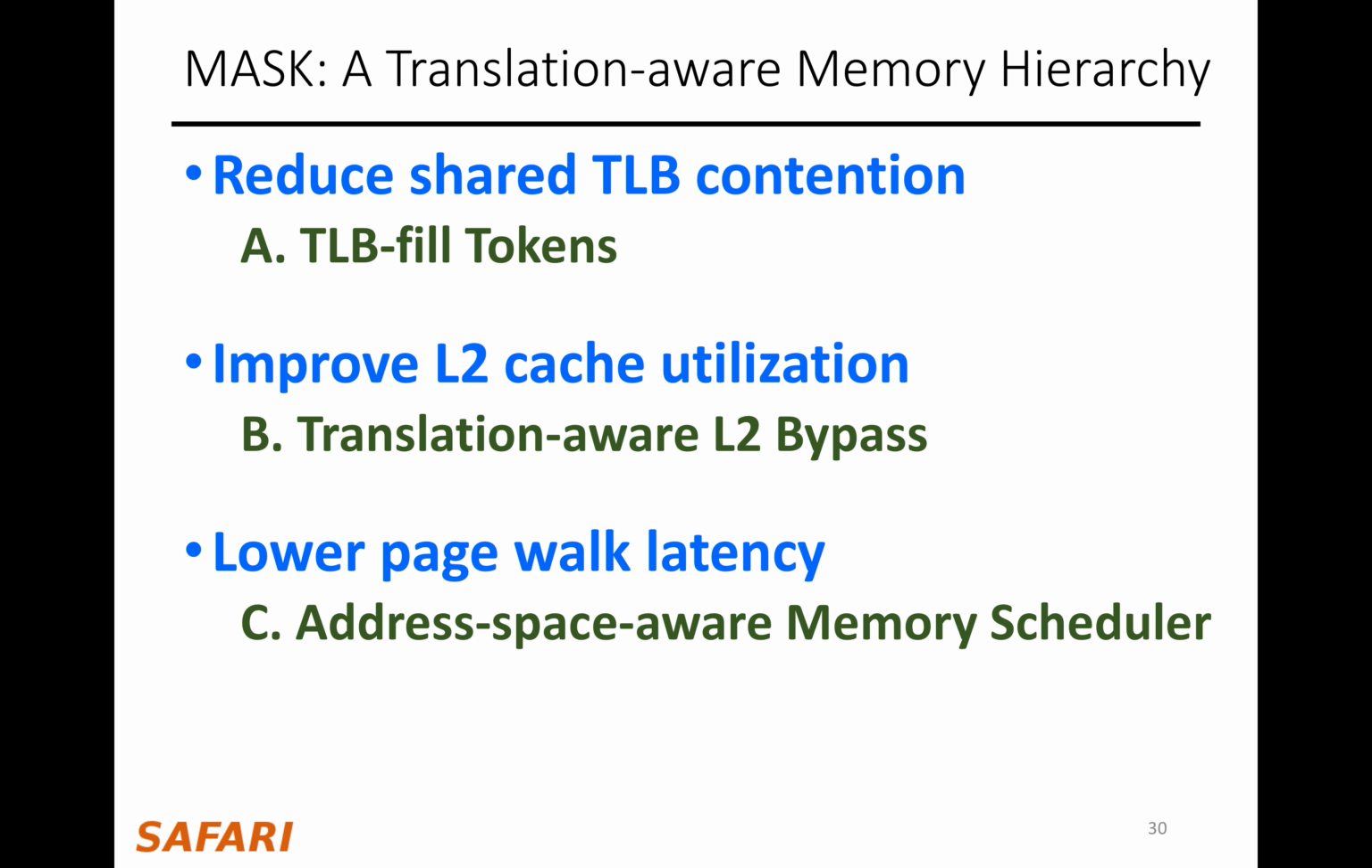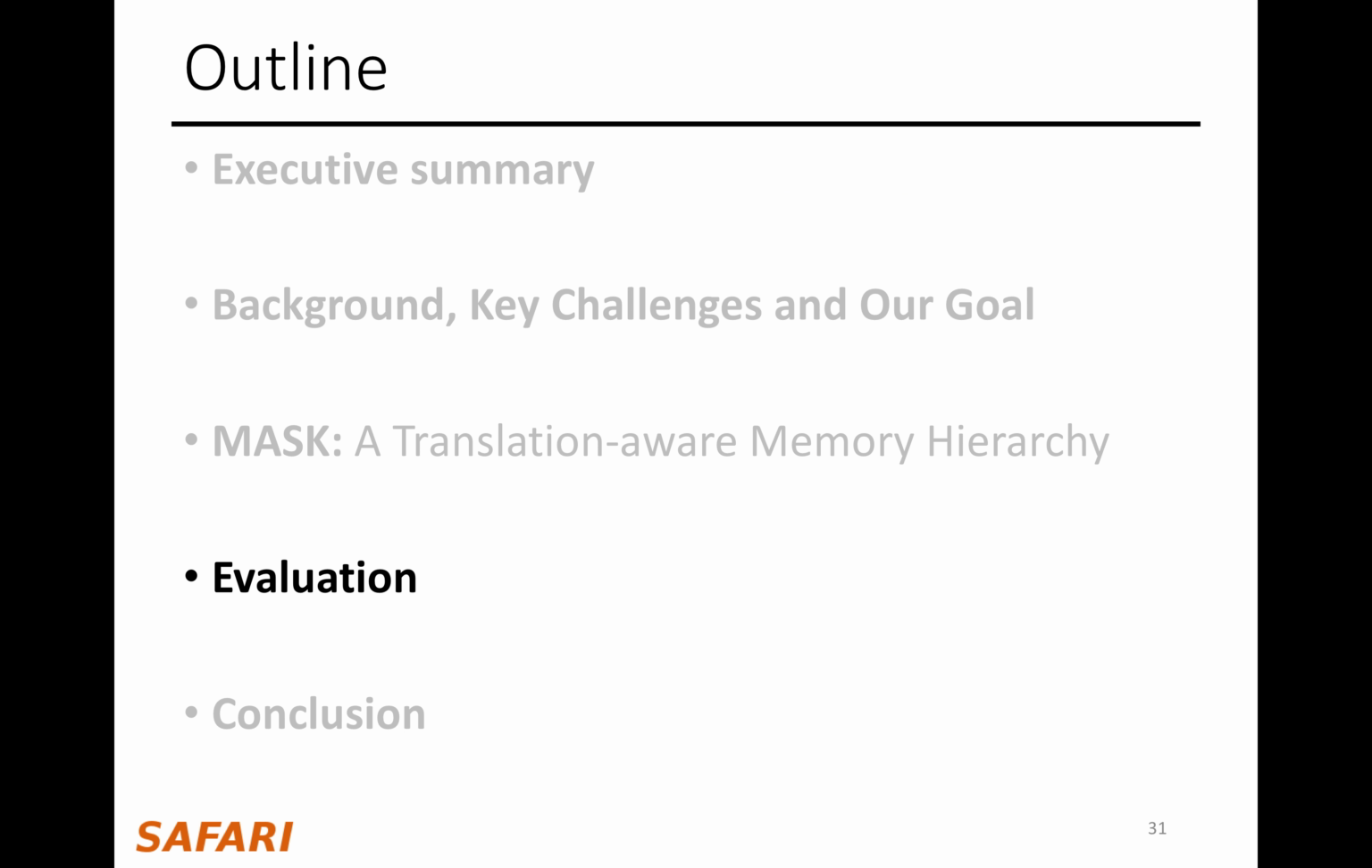And now to explain our components of MASK, let me recap quickly. MASK is a translation-aware memory hierarchy design that consists of three components. The first component is called the TLB-fill tokens, which are designed to reduce shared TLB contention. The second component is called translation-aware L2 bypass, which is designed to improve L2 cache utilization. And the last component is called the Address-space-aware Memory Scheduler, which is designed to lower the page walk latency. And now I'll go over the evaluation of MASK.